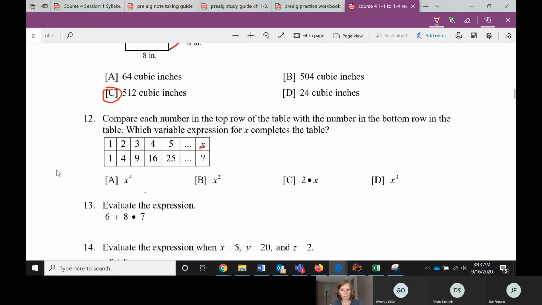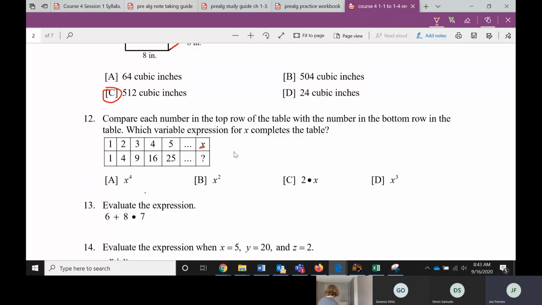Number 12, on this one, some people were getting confused on it, a couple of questions on this, but the key here is it says which variable expression for x completes the table. So what they mean is that there's a pattern going on. This top row, eventually they call just x, and then they say, what do you do to x to get the number on the bottom? Like an example, without even looking at the choices, if I added 0 to 1, I get 1. But then that doesn't work for here. If I add 0 to 2, I don't get 4. I still get 2. So x plus 0 would not be an expression.